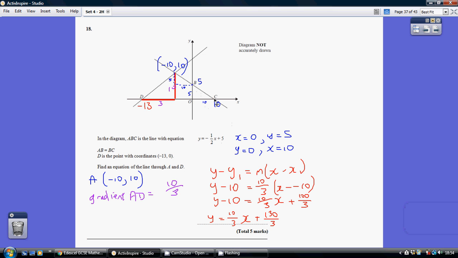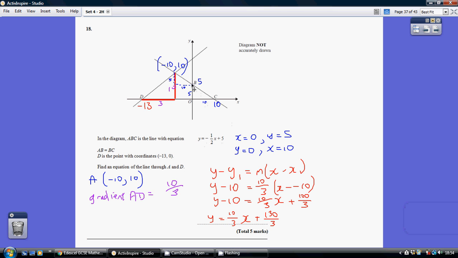Now at C, which is also on this line y equals minus a half x plus 5, we know that our y step equals 0. We're nothing up the stairs. So when y equals 0, x must be 10, because minus a half times 10 is minus 5. Minus 5 and 5 is 0. So we can see that our coordinate of C is (10, 0), and as I said, B was (0, 5).